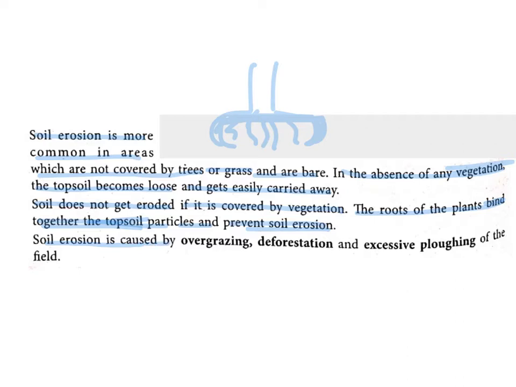Soil erosion is caused by, first, overgrazing, that is, when a large number of animals or cattle are allowed to graze in the field. While grazing, they will uproot the grass and small plants, making the topsoil exposed, which will increase the rate of erosion. Deforestation, cutting down of trees, will also lead to soil erosion. Excessive ploughing: in ploughing, we turn the soil upside down, which makes the topsoil loose and leads to soil erosion.